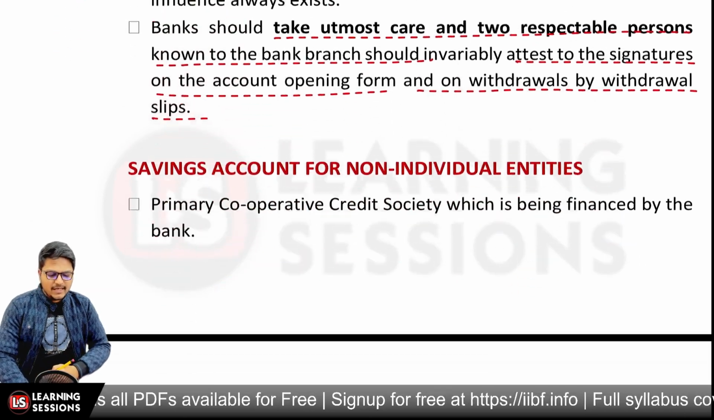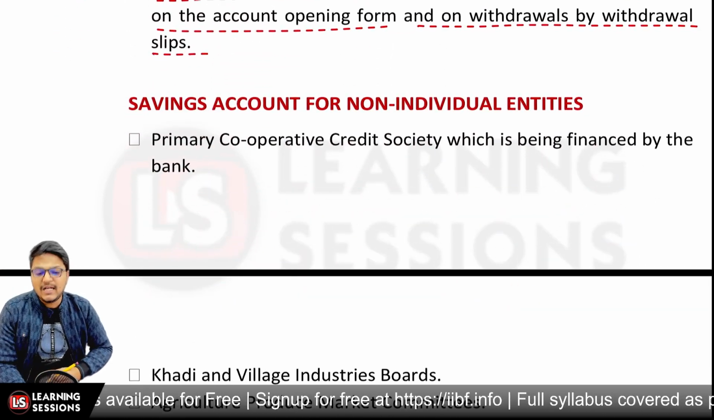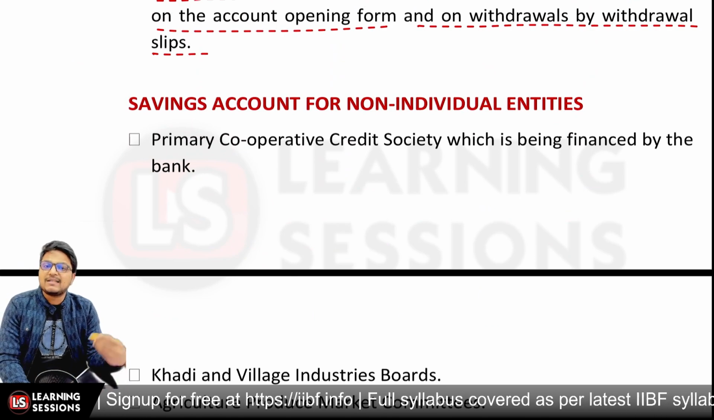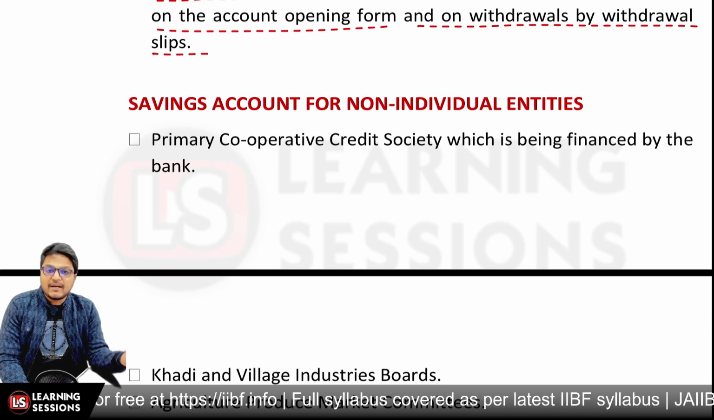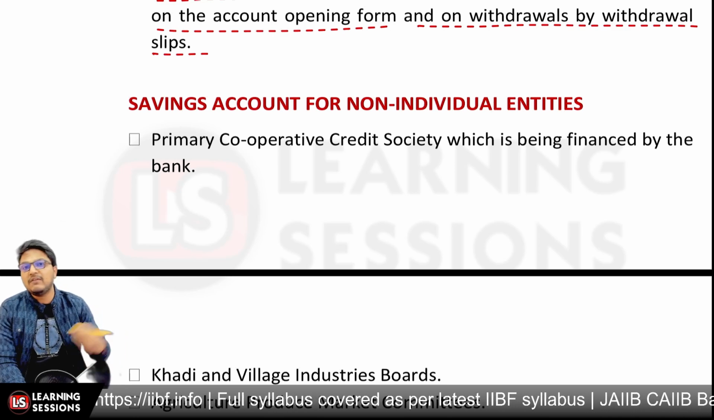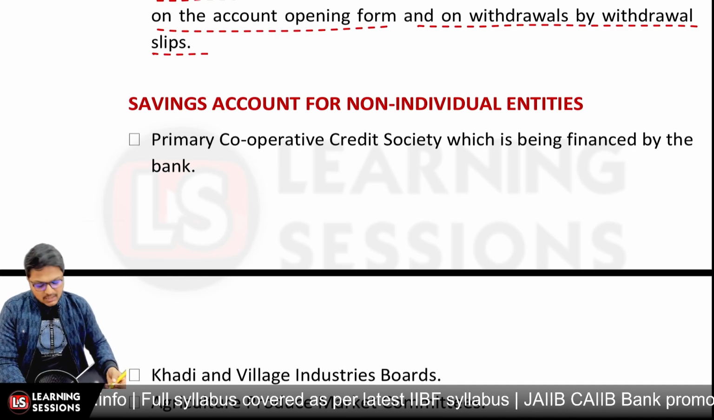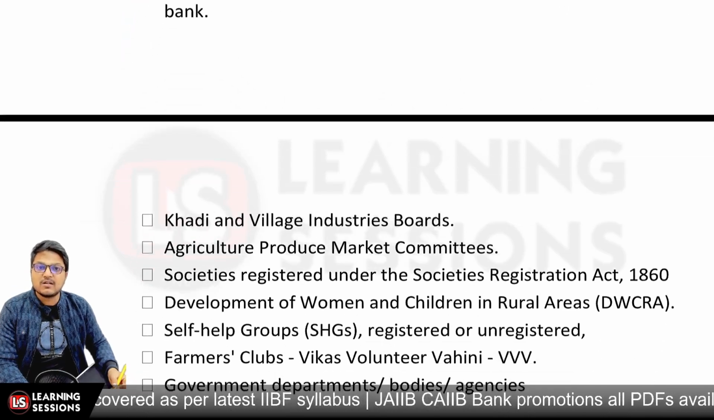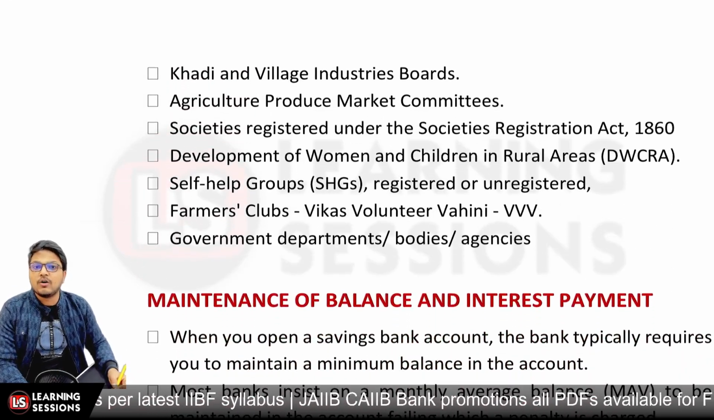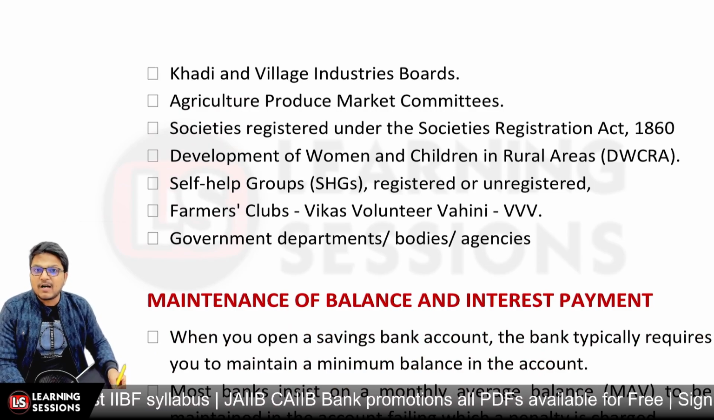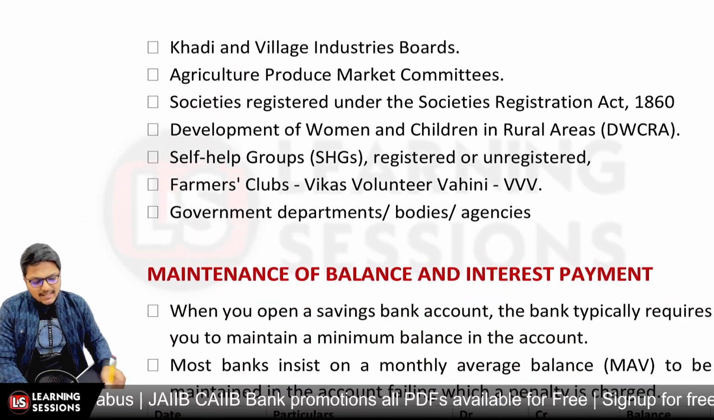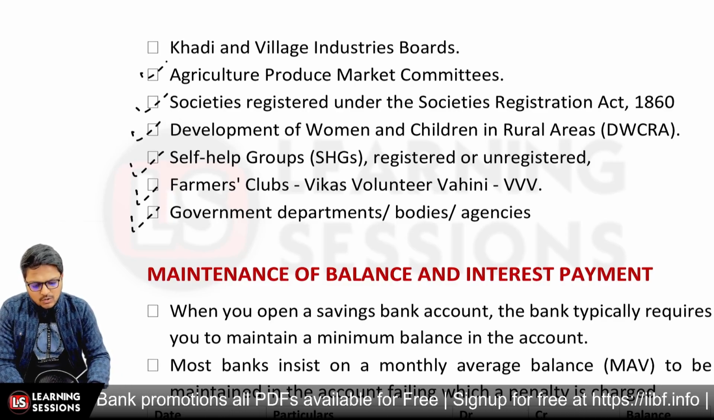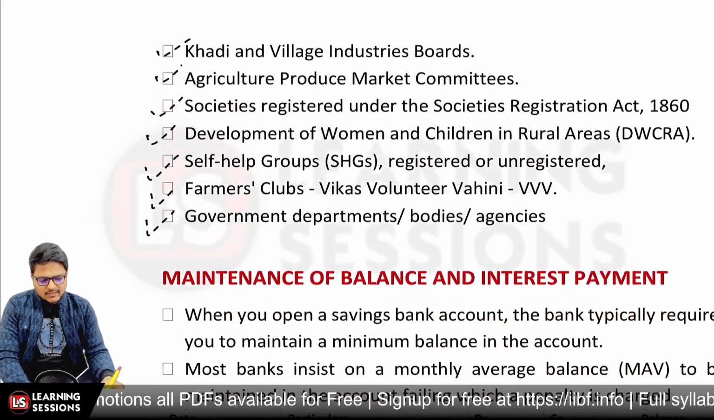And further, it's related to saving accounts for non-individual entities. When we're talking about non-individual entities, we are talking about, let's say, primary cooperative credit societies, KVIs, agriculture produce market committees, societies registered under the Societies Registration Act, or particularly SHGs, farmer clubs, and government department bodies. They are actually allowed to open the saving fund account.